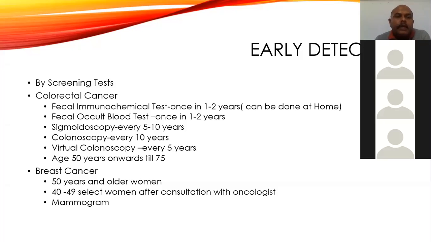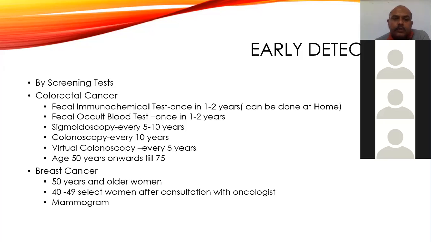Colorectal cancer. Colorectal means the large intestine cancer. The large intestine cancer can be detected early by doing a fecal test, a test of the motion, which is done once in 1 or 2 years to detect whether there is any blood in the motion or not. It is done by the fecal immunochemical test or fecal occult blood test.